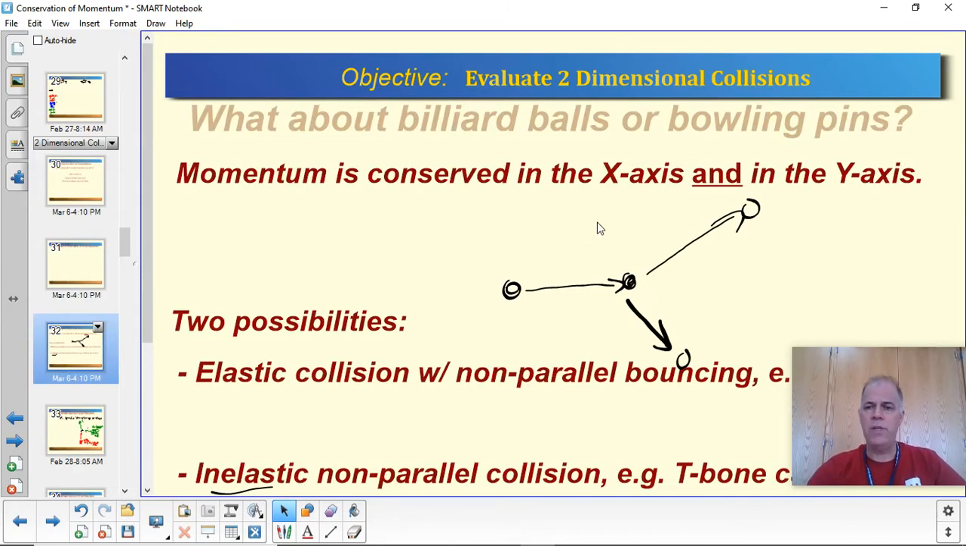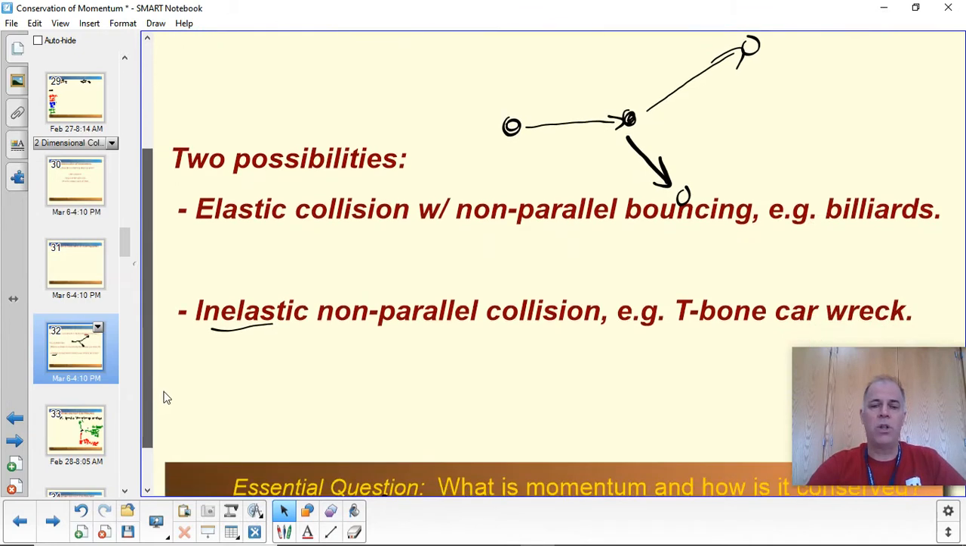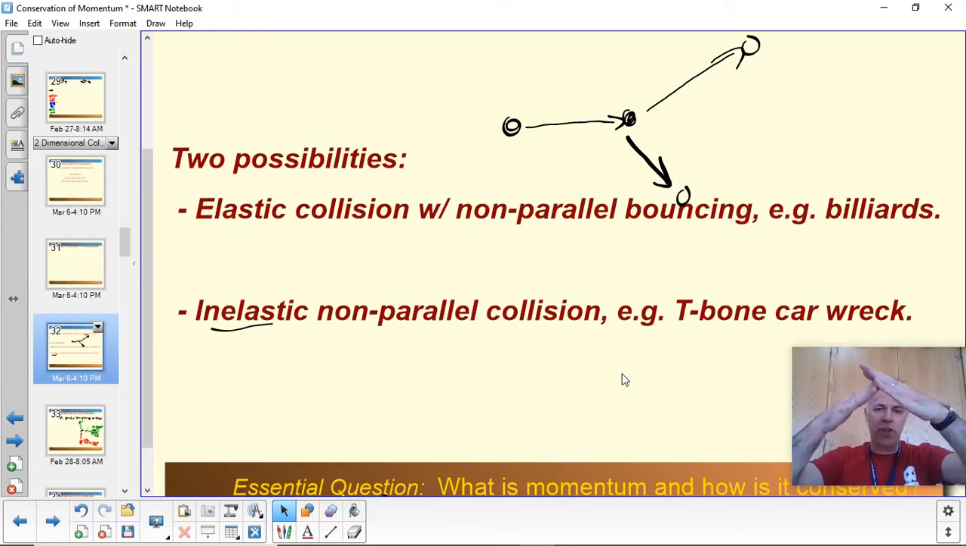It turns out that with 2D collisions, there's really two possibilities. One, they could be elastic collisions where the two objects bounce off of each other, like billiard balls hitting each other and going different directions, or again, bowling balls hitting pins. But you can also have inelastic two-dimensional collisions, like a T-bone car wreck, where two vehicles are traveling along, they run into each other, and then the wreckage sticks together and goes off in some direction as one mass. So we're going to look first at the inelastic.